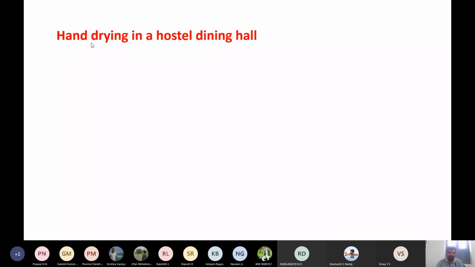So this is the product. Hand dryer is the product for which you have to think about how you can analyze the need. What are the specifications and what are the required standards of performance, based on which this product will be evaluated, and what are the constraints. Those things you must analyze.